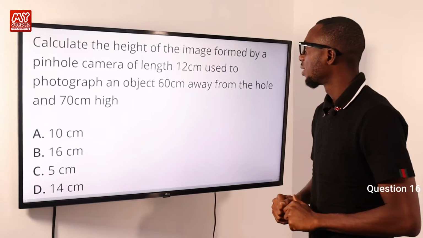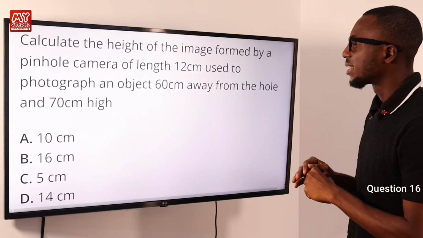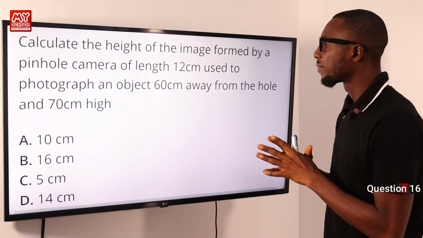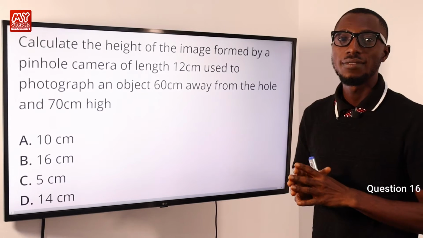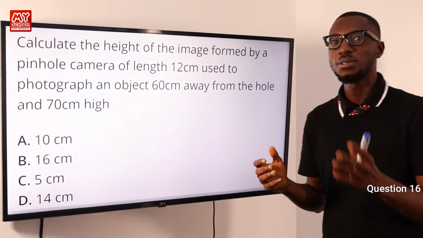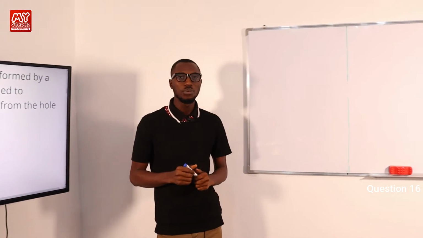Calculate the height of the image formed by a pinhole camera of length 12 cm used to photograph an object 60 cm away from the hole and 70 cm high. This is so easy to tackle. So let's just go to our whiteboard so that we can provide a solution to this question.